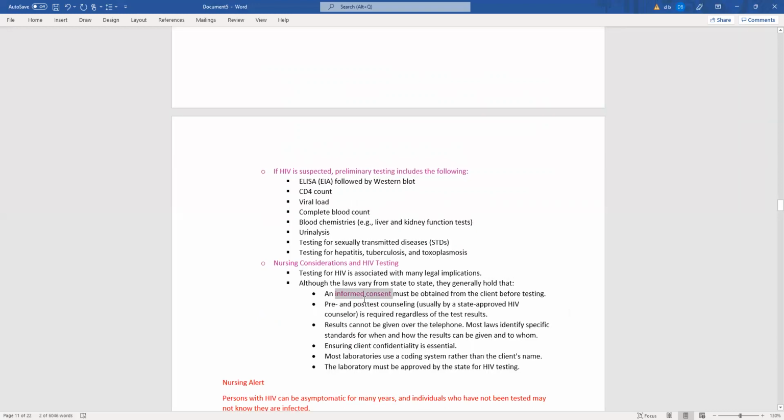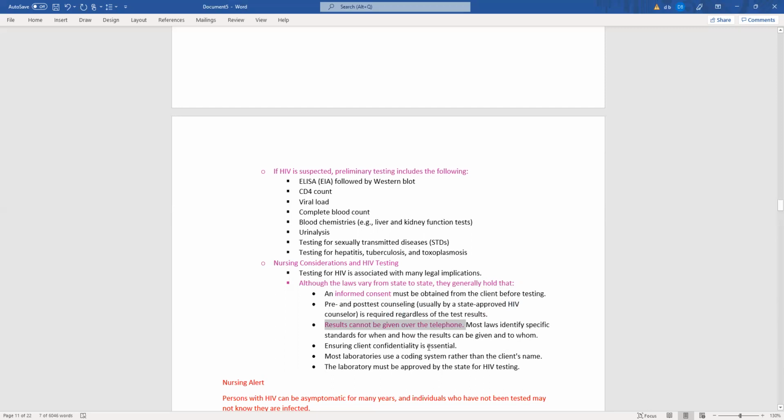You can't just test anybody for HIV without informed consent. Pre and post test counseling, usually by a state approved HIV counselor, is required regardless of the test results. This may be a select all that apply. Results cannot, that whole sentence is important, results cannot be given over the telephone. Most laws identify specific standards for when and how the results can be given and to whom. So we're never going to give a result over the telephone.